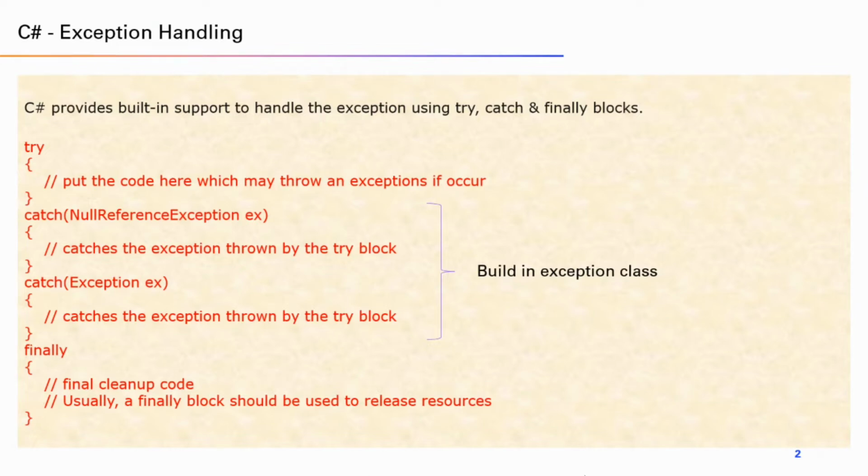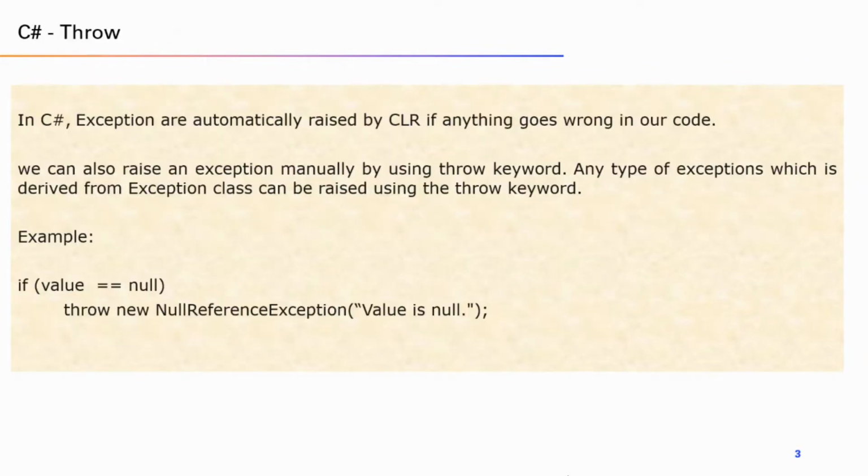In this video, let's see how to create a custom exception class to handle the exception instead of built-in exception classes. Before seeing how to create a custom exception class, let's see the throw keyword. Generally, exceptions are automatically raised by the CLR if anything goes wrong in our code, but we can also raise an exception manually by using the throw keyword. For example, if the value is null, it will throw a NullReferenceException. Any type of exception we can raise manually, but that exception class must be derived from the Exception base class.